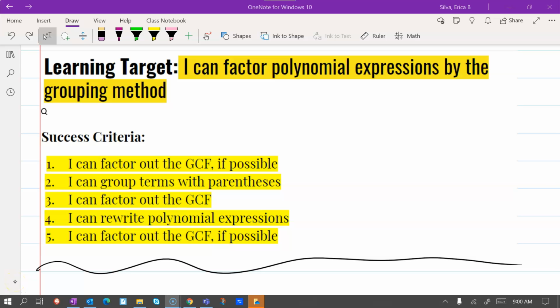We're going to be factoring polynomial expressions by using the grouping method. For us to be successful, we need to be able to factor out the GCF, group our terms in parentheses, factor out the GCF from the parentheses, rewrite polynomial expressions, and then factor out the GCF again if possible. So if we don't catch the GCF on the first step, we'll be able to catch it on the fifth step.